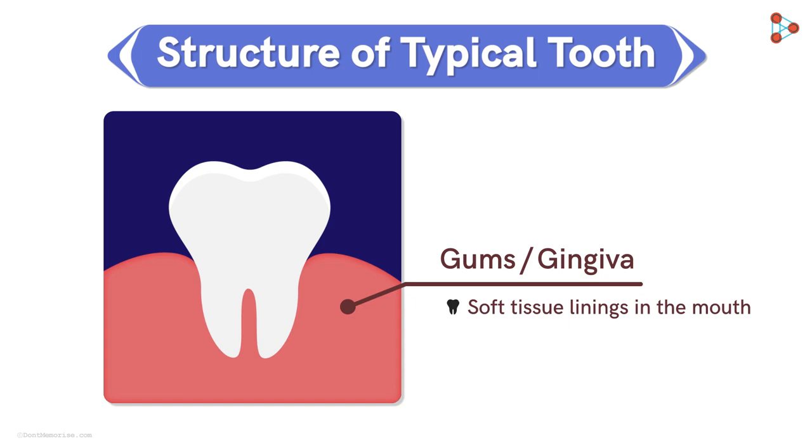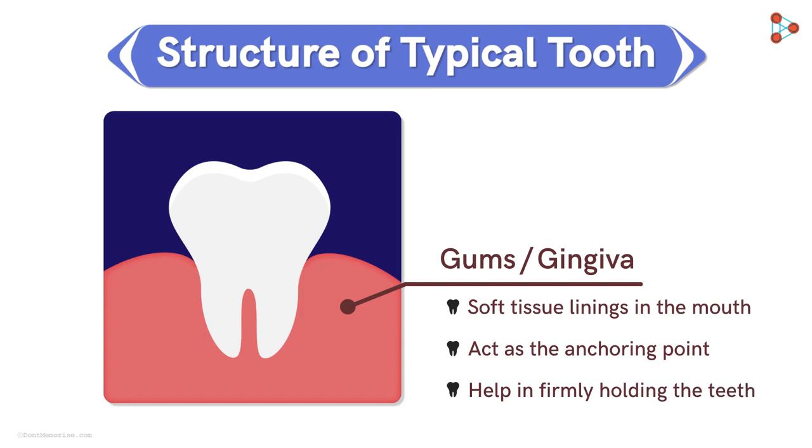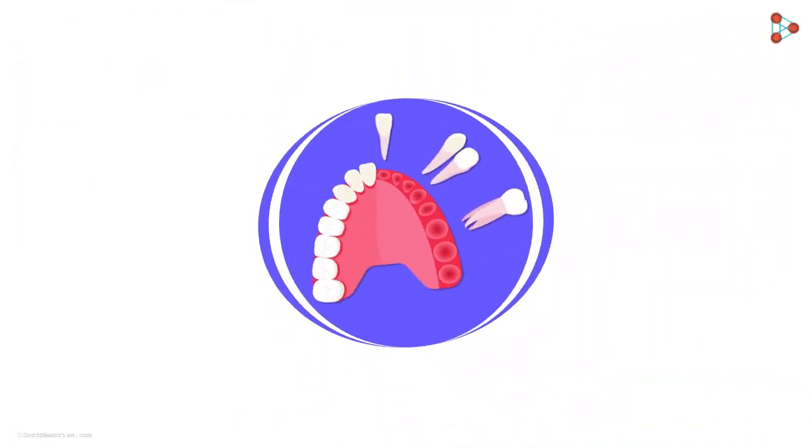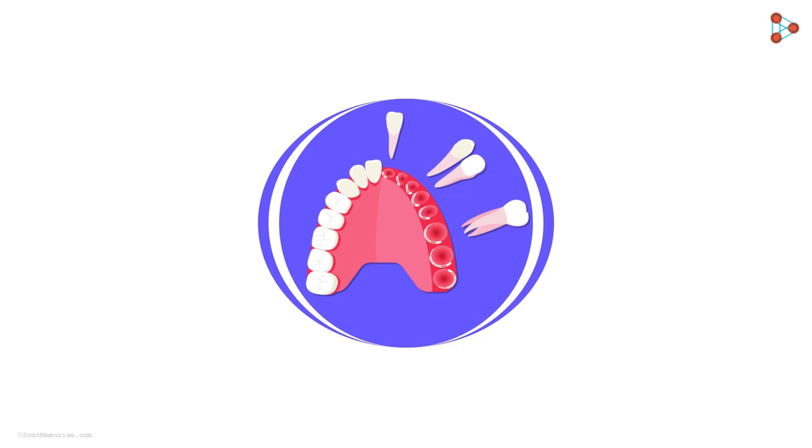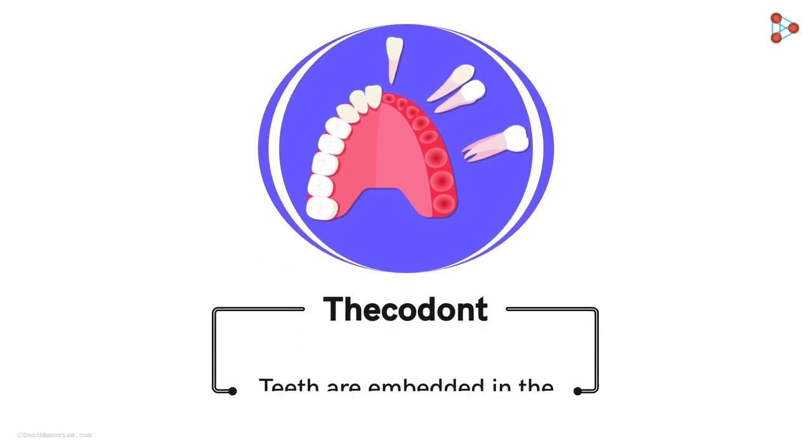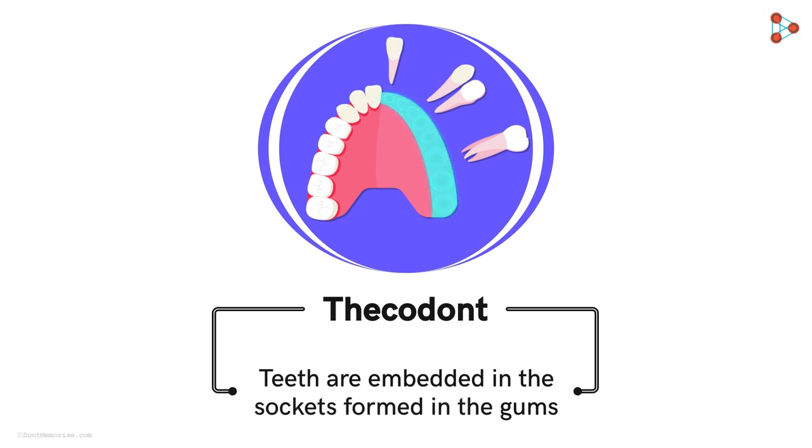Well, that is because gums are soft tissues, but they're tightly bound to the bones under them. They act as the anchoring point for our teeth. They help in firmly holding the teeth at their position. In humans, for example, the teeth are firmly rooted in the sockets formed in the gums. The morphology gets a name, thecodont. This simply means the type in which the teeth are embedded in the sockets formed in the gums.